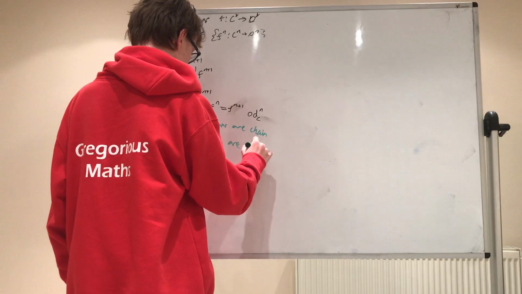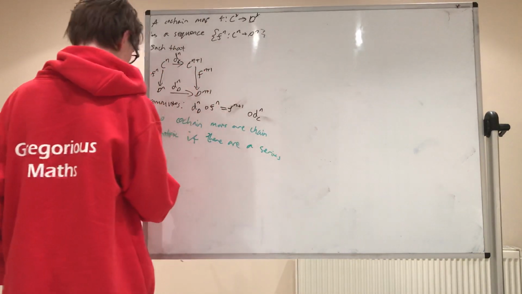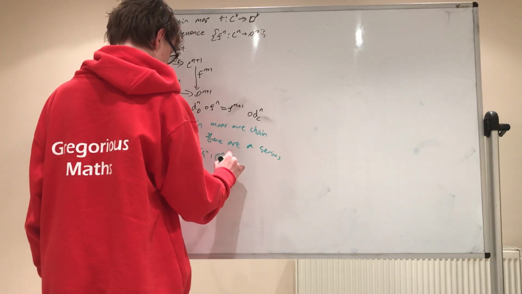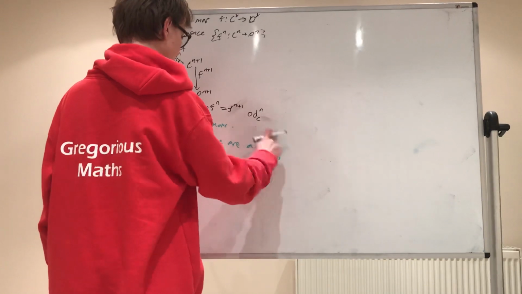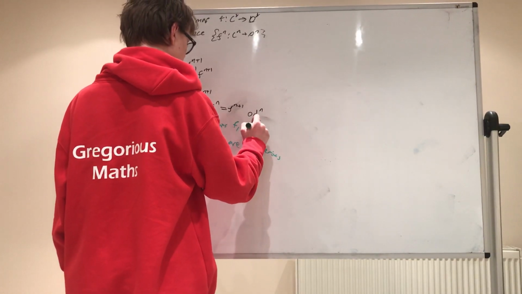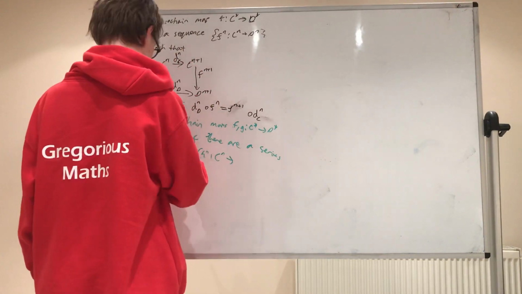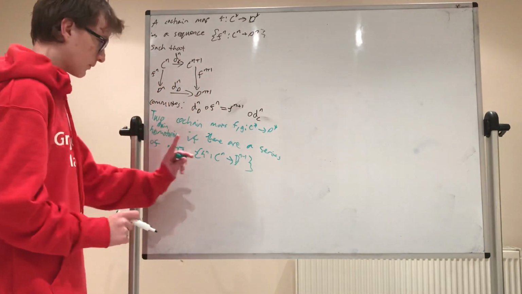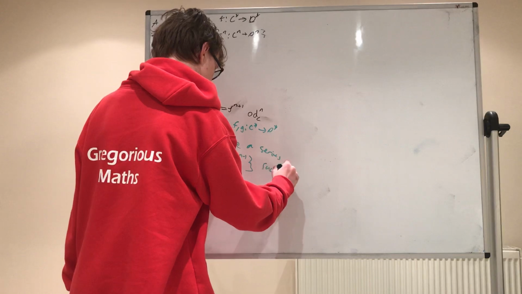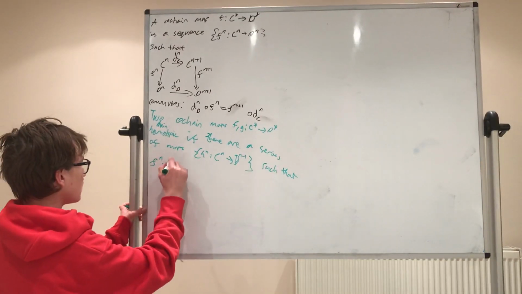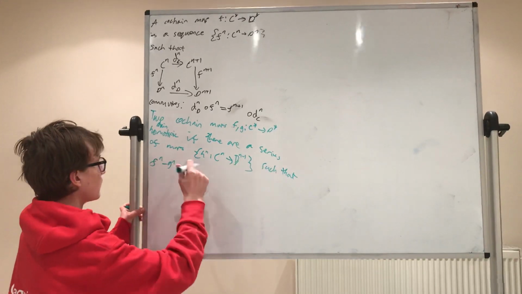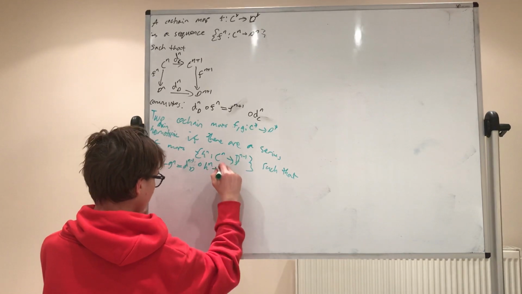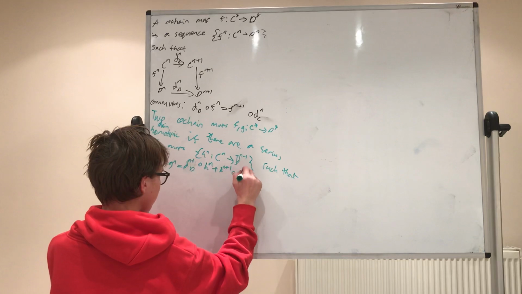If there are a series of maps Hn, which takes you from Cn to Dn minus 1, for two cochain maps F and G from some chain complex C to D, they are chain homotopic such that Fn minus Gn equals the n minus 1th differential on D composed with Hn plus Hn plus 1 composed with the nth differential on C.